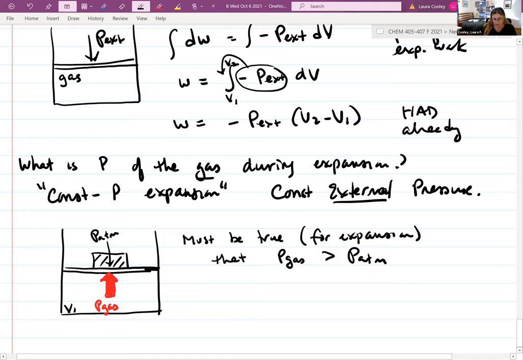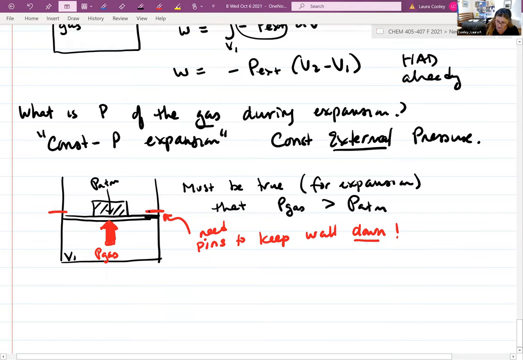Why? Because if you have a bigger arrow on the inside, a bigger force, then this gas is going to expand until the arrows are the same. So you really need a pin here, some strong pins, to keep the wall down because it wants to go up. So when you remove the pins, the gas expands.